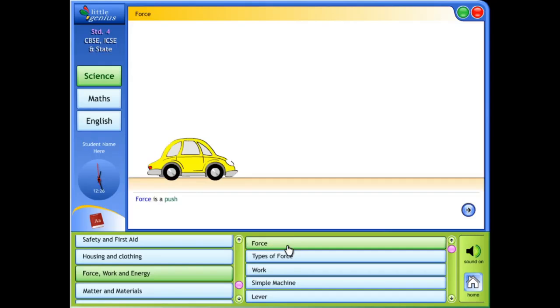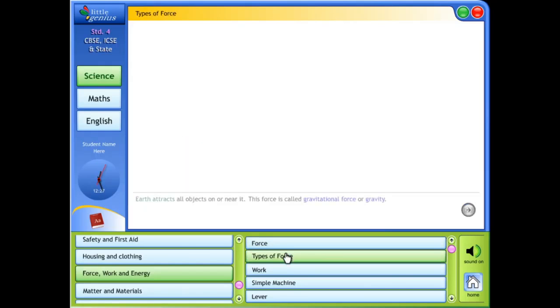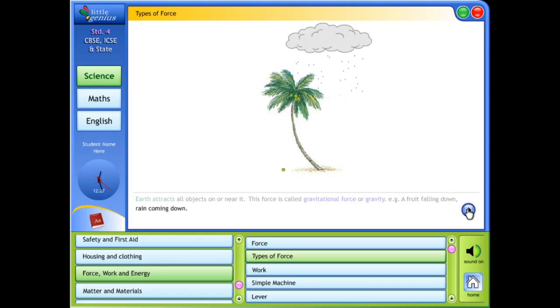Force. Force is a push. Types of force. Earth attracts all objects on or near it. This force is called gravitational force or gravity. For example, a fruit falling down.